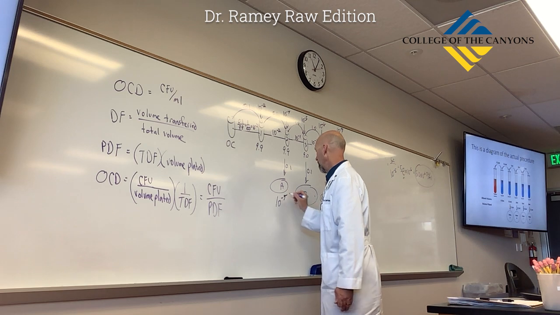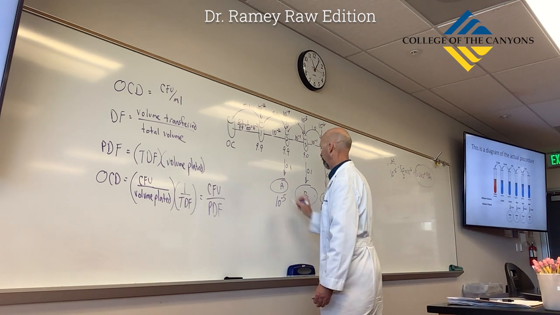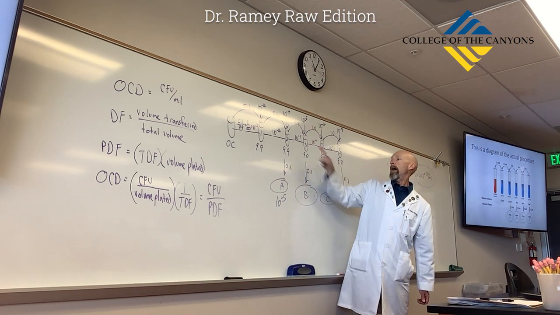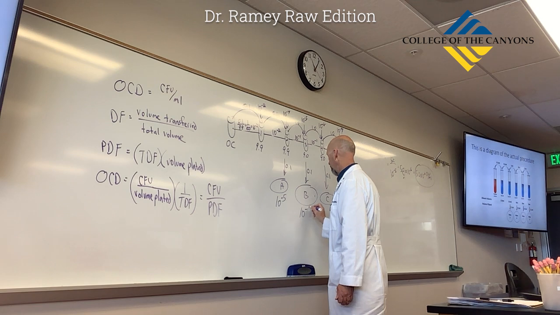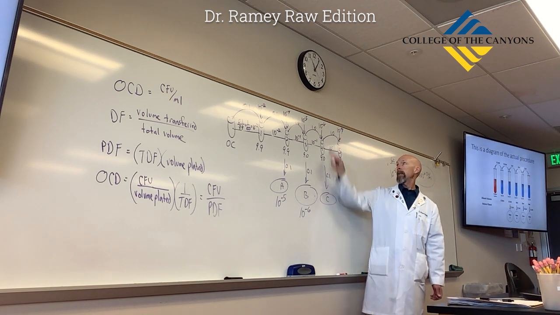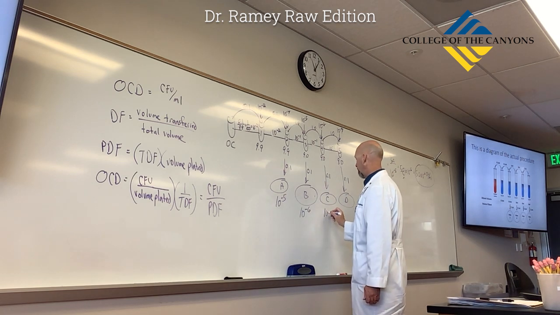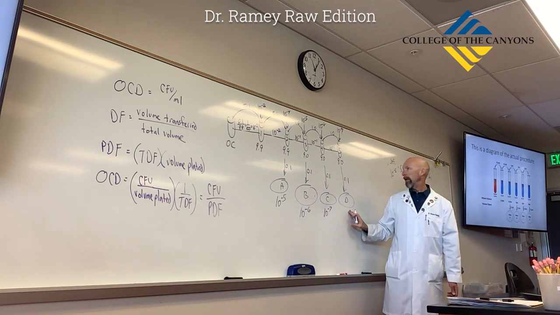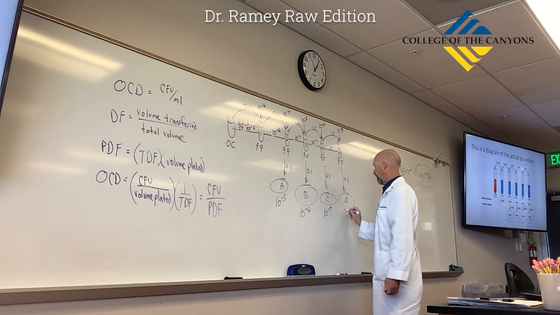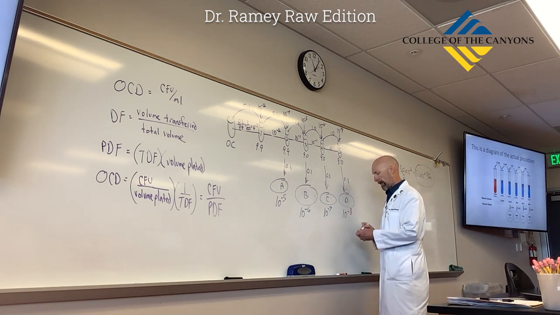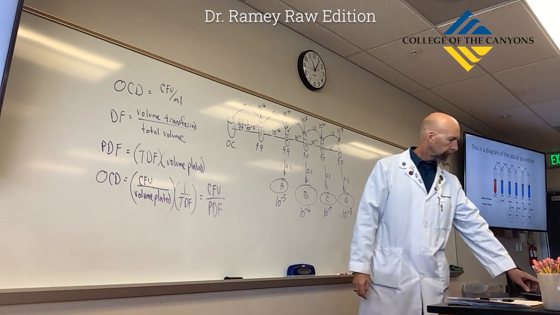For plate B, 10 to the minus 5 times 0.1 is 10 to the minus 6. So the PDF of plate B is 10 to the minus 6. For plate C, 10 to the minus 6 times 0.1 is 10 to the minus 7. So the PDF of plate C is 10 to the minus 7. And for plate D, 10 to the minus 7 times 0.1 is 10 to the minus 8. So the PDF of plate D is 10 to the minus 8. Okay?